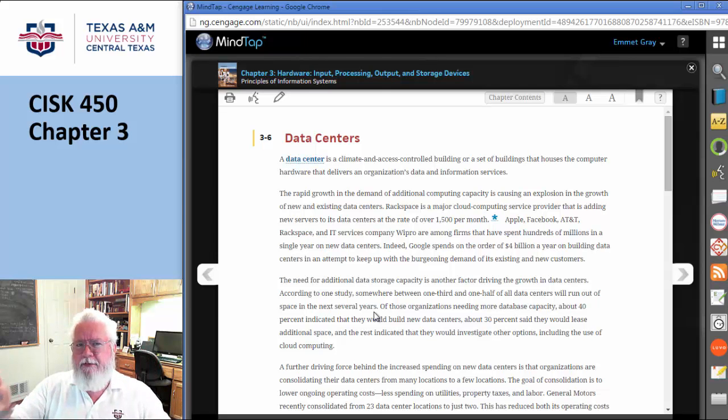For some reason, they're not doing that anymore. Now it's all just racks and racks and racks of stuff inside buildings. But so data centers are mostly about the physical environment in order to have lots and lots of data.